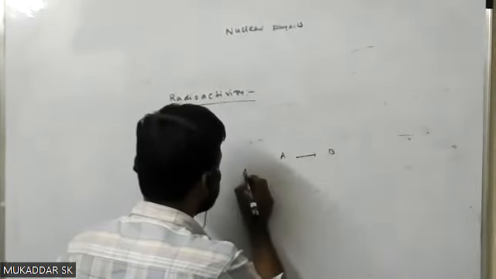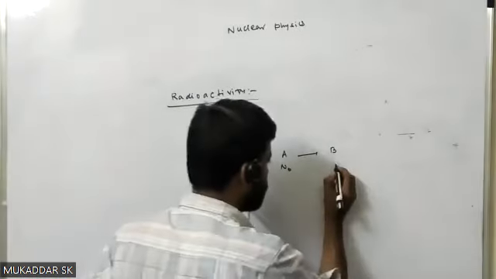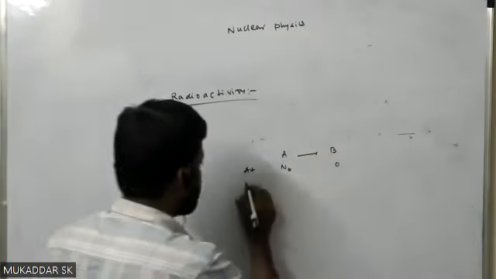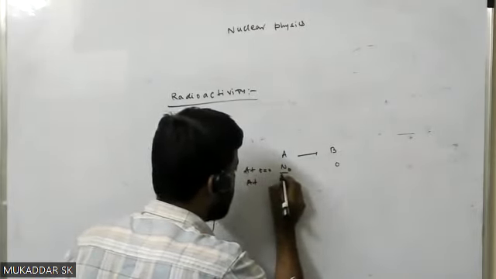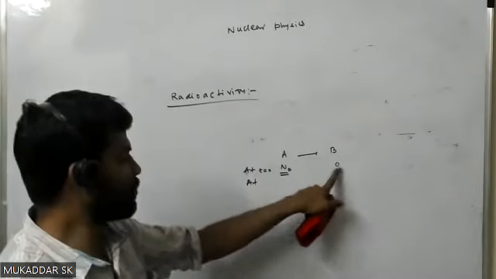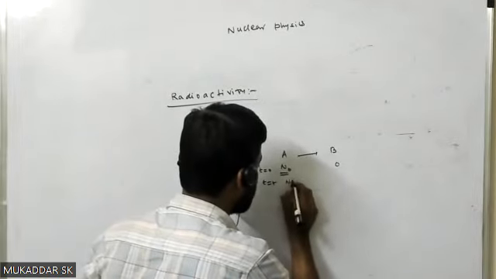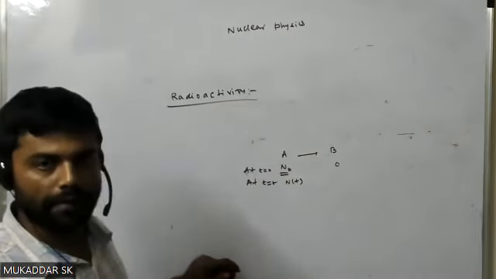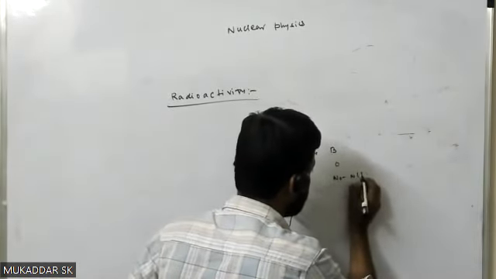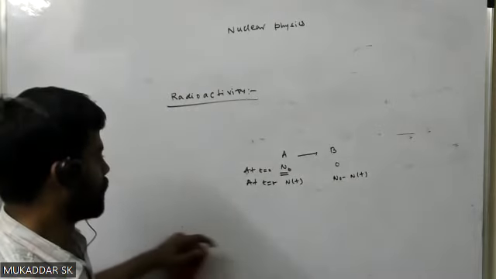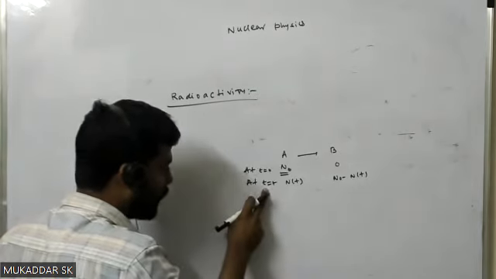So at time t equals 0, you have N naught number of parent nuclei, and there's no daughter nucleus. At time t equals t, you have Nt number of parent nuclei, and you have N naught minus Nt number of daughter nuclei. So Nt means the number of undecayed parent nuclei after time t.